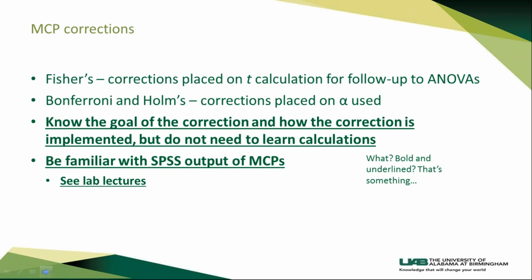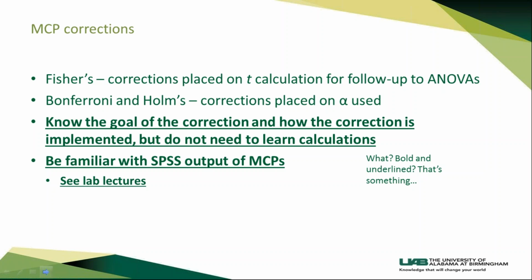So, for instance, you covered Fisher's. That correction essentially just makes a correction on how t is calculated when you follow up ANOVAs. So you do an ANOVA and then you do these pairwise t-tests, but Fisher makes a correction on how that t is calculated. Bonferroni and then Holm's, they're very similar. The corrections they use are placed on the alpha, or if you want to think about it, they sort of correct how p is calculated as opposed to a t or anything. What you really need to know about MCPs is what the goal of the correction is. So Fisher's goal would be to make some correction to t, Bonferroni and Holm's, some correction to alpha, or p in another way of thinking of it.